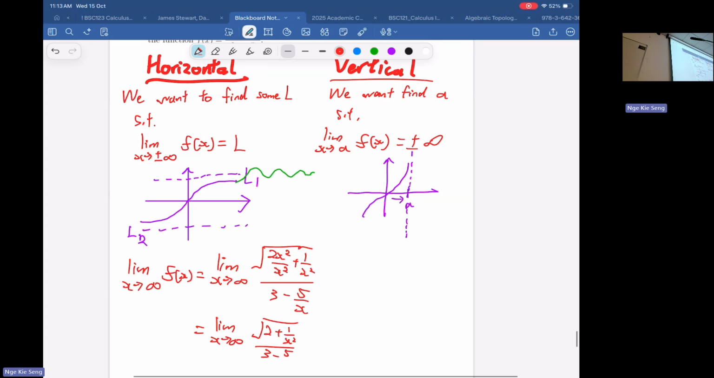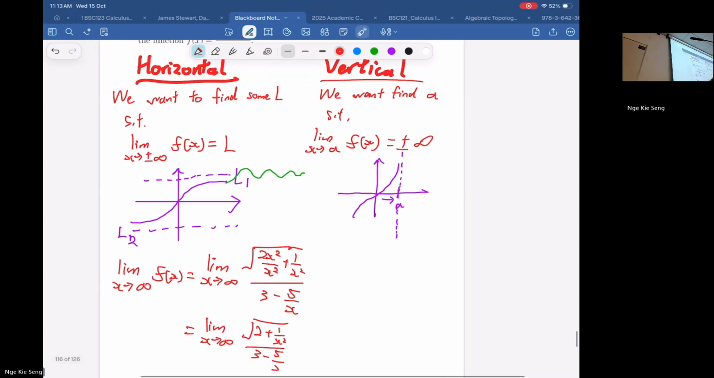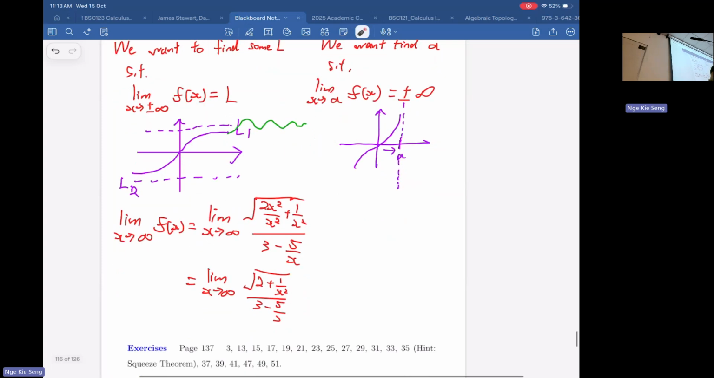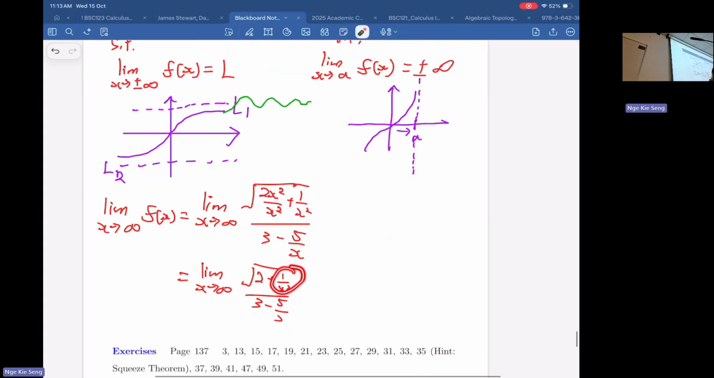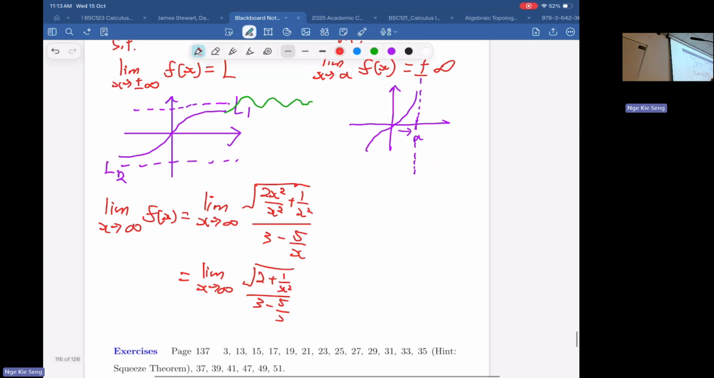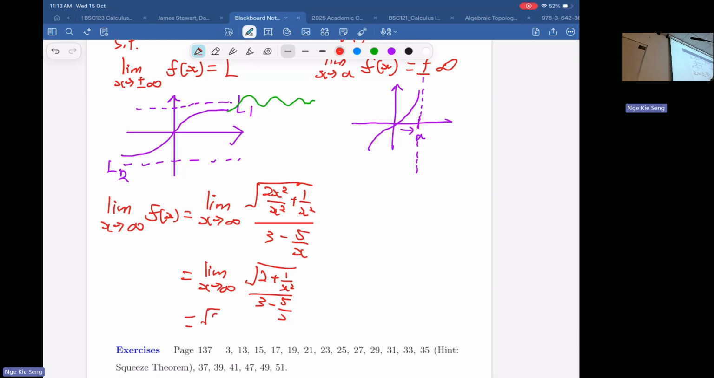You could imagine that 1 over x squared, when x goes to infinity, decays to 0. 5 over x also decays, and 5 over x squared decays faster. We are using limit laws, by the way, although I didn't write it down. So this is going to 0, this is going to 0, and only the constant will stay. Altogether, what do you get? Square root of 2 over 3.